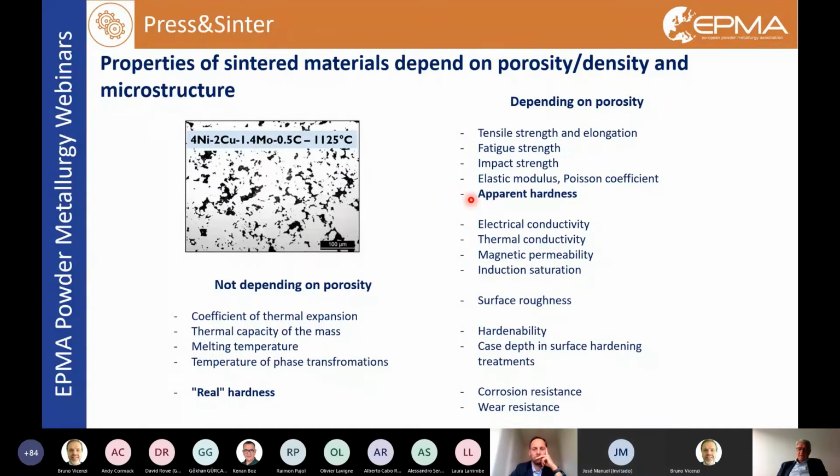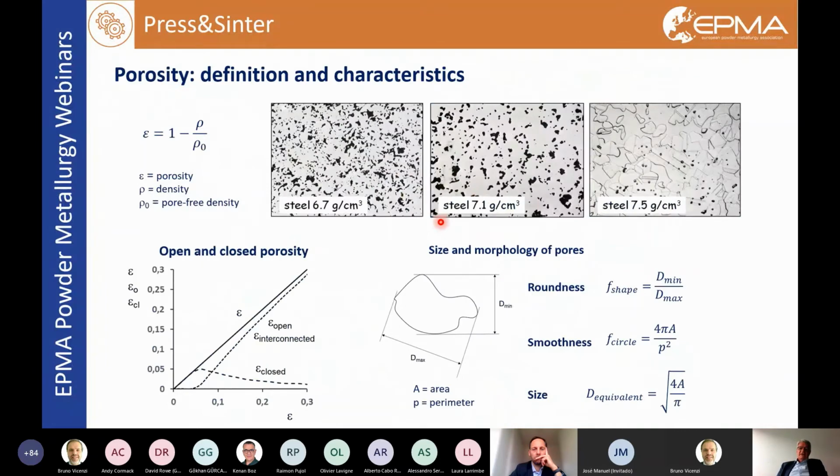So let's start with some definitions. Porosity is the main characteristic of the microstructure. This slide shows three different steels. It is the same steel, but processed to obtain three different densities, and you can observe not only how the pore fraction decreases on increasing density, but also how its morphology evolves and becomes even more rounded on increasing the final density. Porosity is defined by this equation, where ρ is the density of the material and ρ0 is the density of the pore-free material.